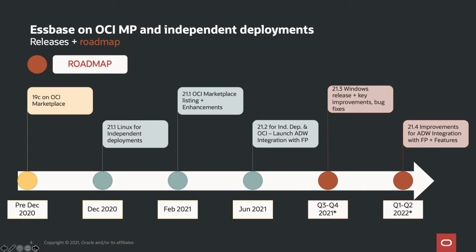The next patch set update, which is planned, is 21.4, which will build on our 21.2 release, where we started the journey for integration of Essbase with the Autonomous Database. We will add a lot more functionality in the 21.4 release and improve the integration aspects that Essbase has with the Autonomous Database. As you can see, over the last couple of years, we have delivered a range of functionality on different deployment methodologies, which we call independent deployments and the marketplace or on the cloud.